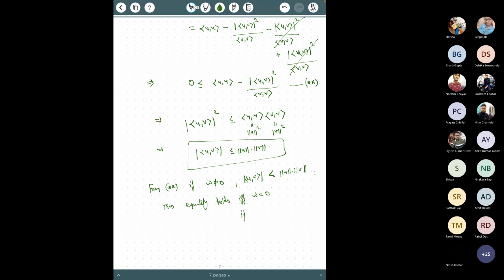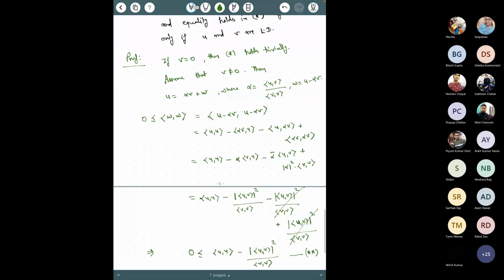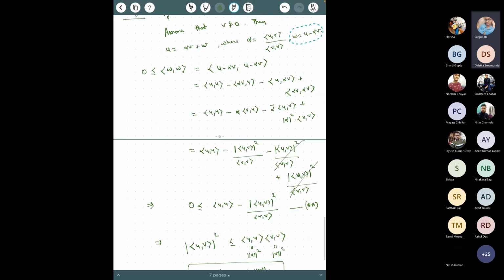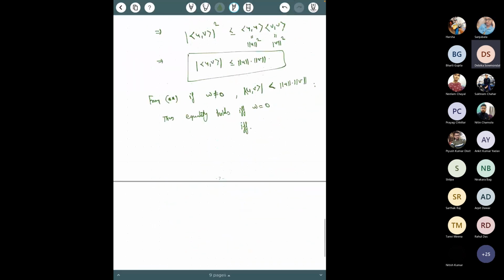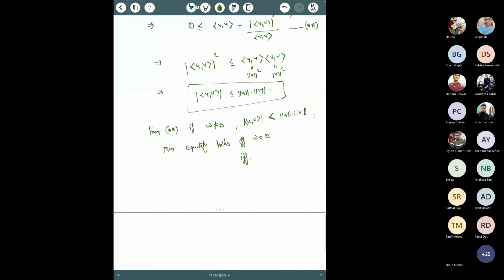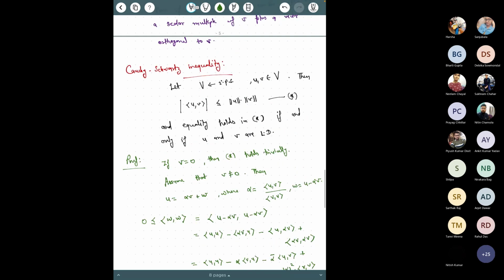But when W is 0, now look at this. What happens when W is 0? W is 0 if and only if U minus alpha v equals 0, that is, if and only if U is equal to alpha v. But that means U and V are linearly dependent, and we are done. So because of that observation, the proof is very immediate.